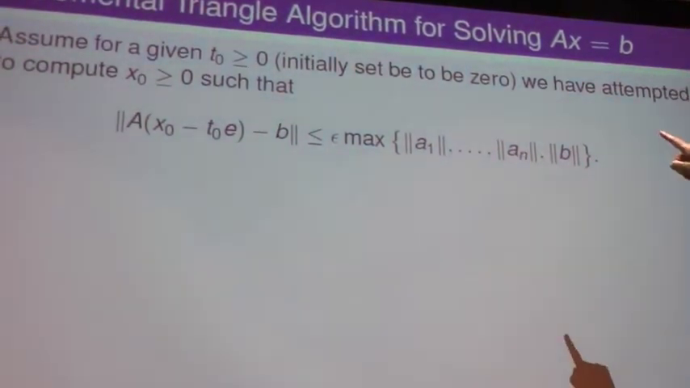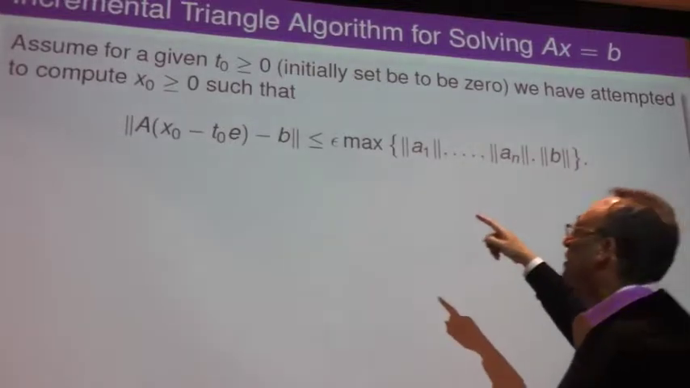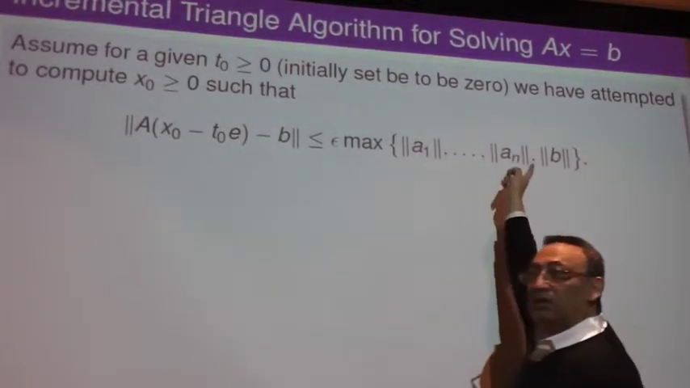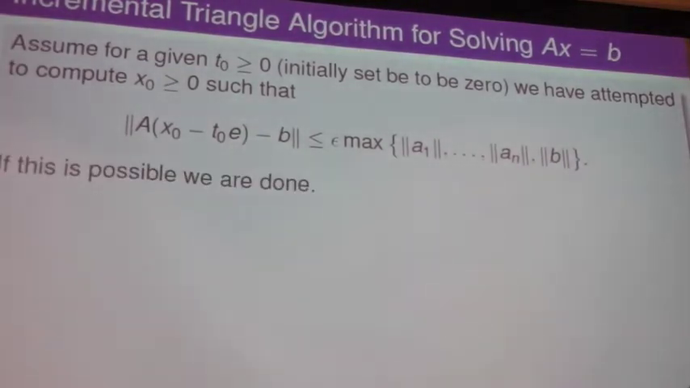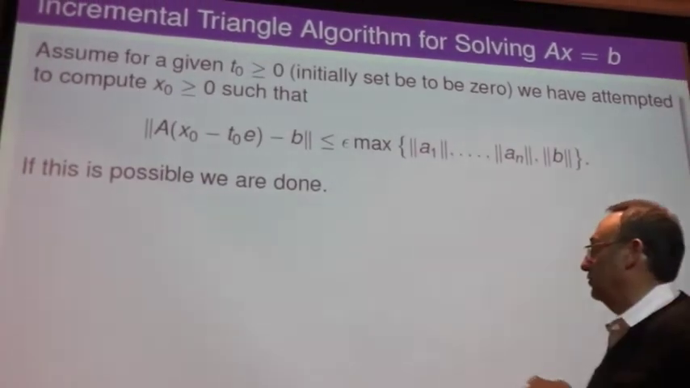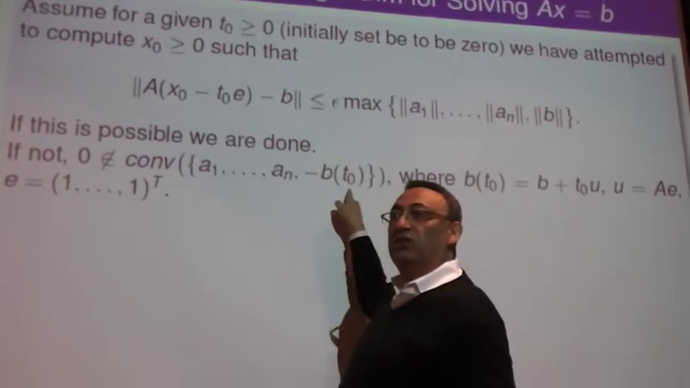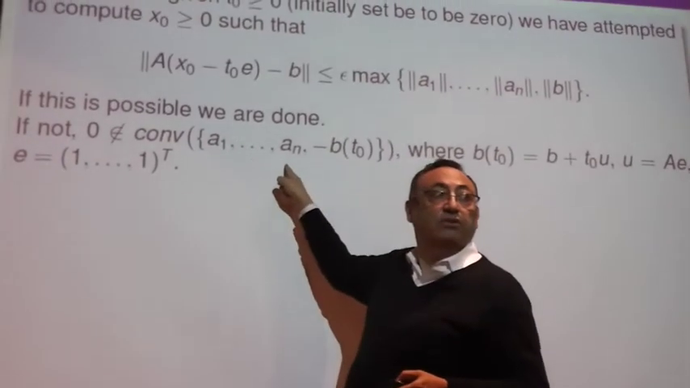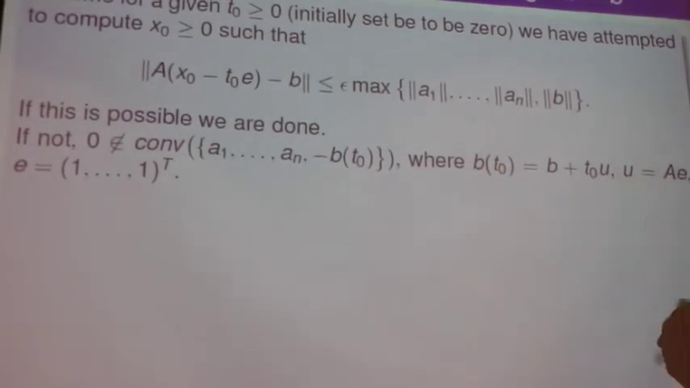Okay, so initially I let T0 be equal to 0. And suppose I attempt to compute a solution, x0, so that this is satisfied, using this two-phase triangle algorithm. What can happen? If this is possible, we're done. So we're just solving this with the two-phase algorithm. If not, this means that 0 is not in the convex hull of these points, by the duality which I proved, where P of t is this.